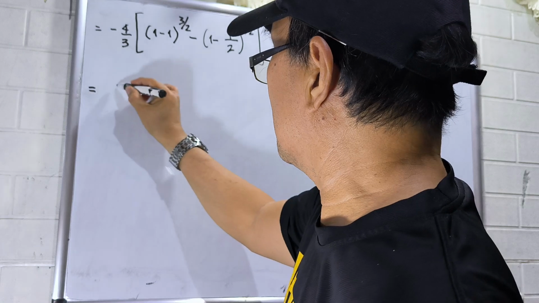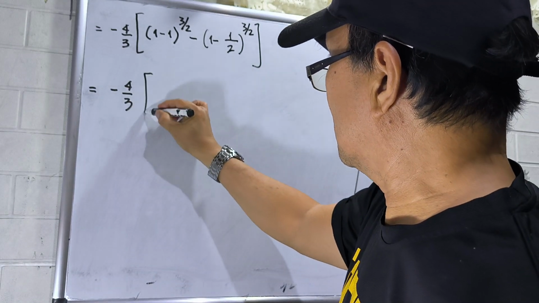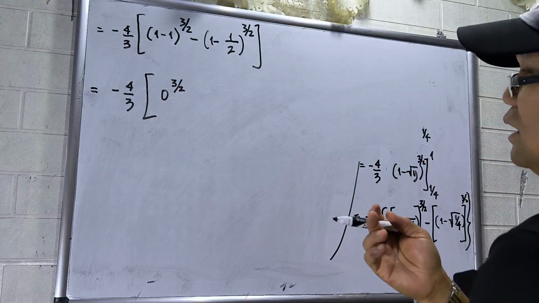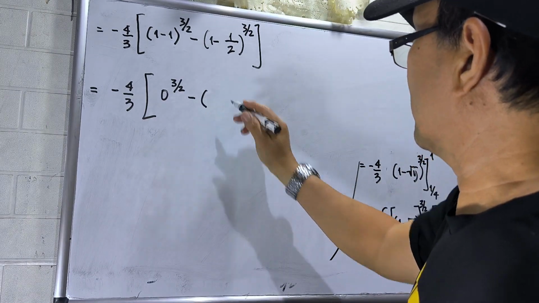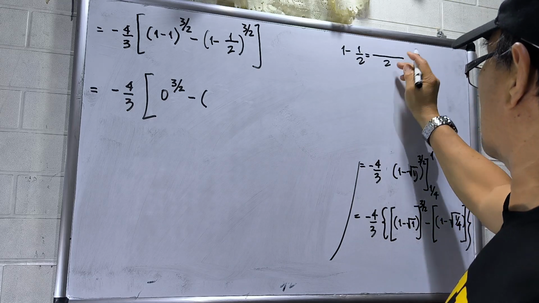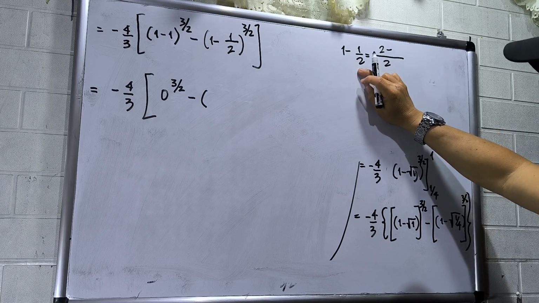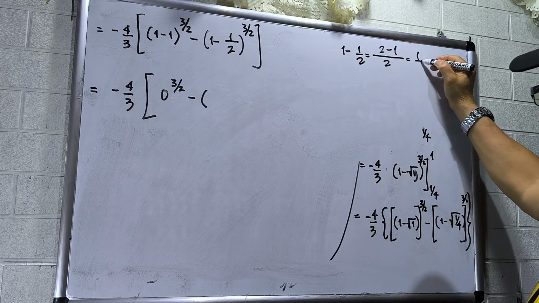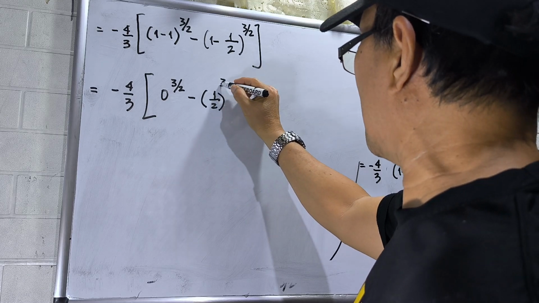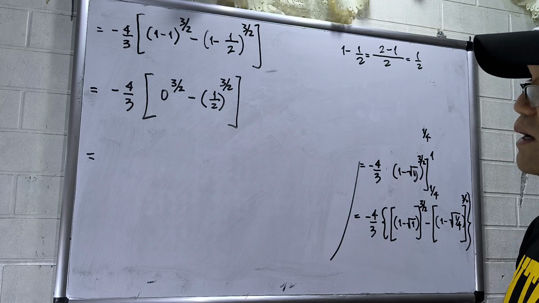So this will be negative 4 over 3. This will be 0 raised to the 3 halves, then minus 1 minus 1 half. LCD will be 2: 2 divided by 1 is 2 times 1 is 2, minus 2 divided by 2 is 1 times 1, 1. So this will be 1 over 2, so this is 1 over 2 raised to the 3 halves power. 0 raised to the 3 halves will be 0.